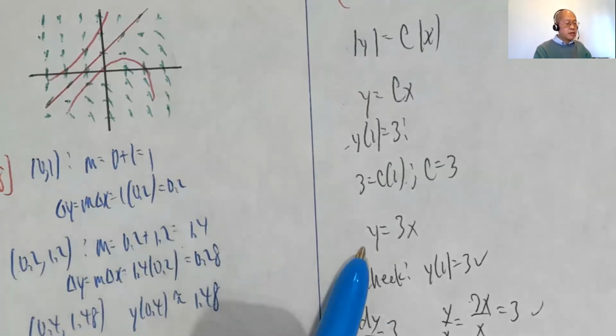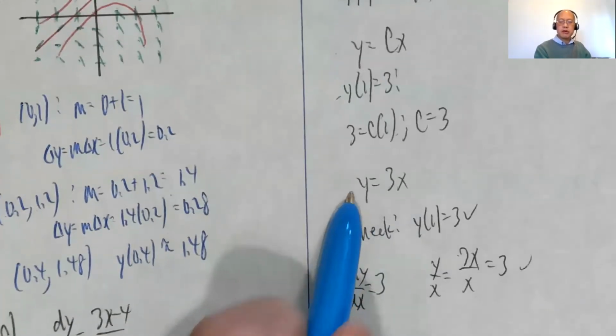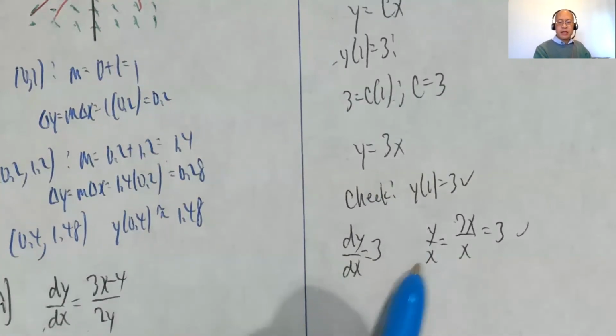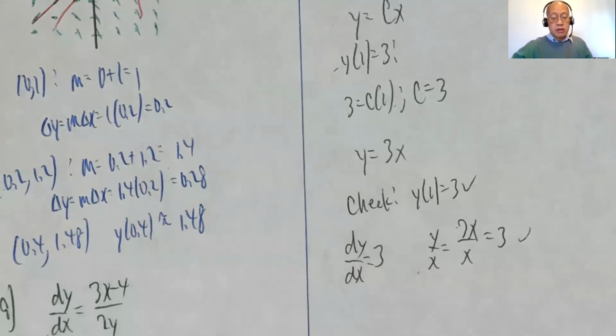And a quick double check. The original said y of 1 is 3. Plug in 1, should get 3. And what's the derivative? dy/dx is 3. So y divided by x is 3x divided by x, which is 3. So that also checks. All right, so these are solutions to exam 3 of Calc 2.